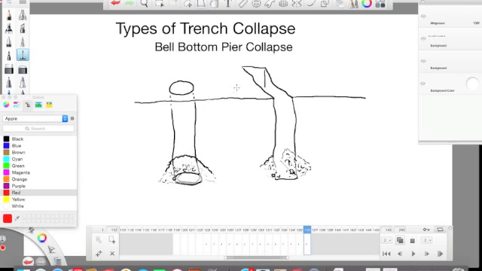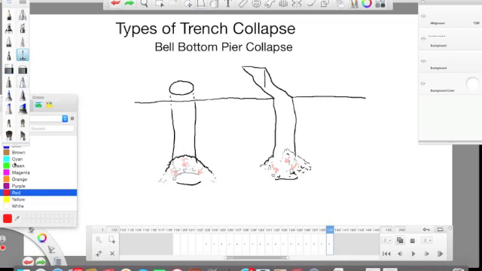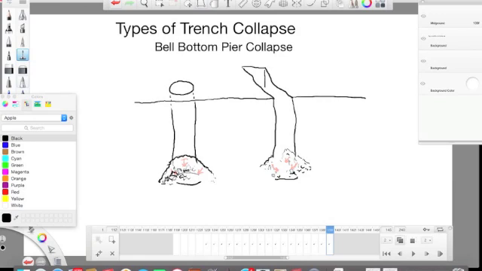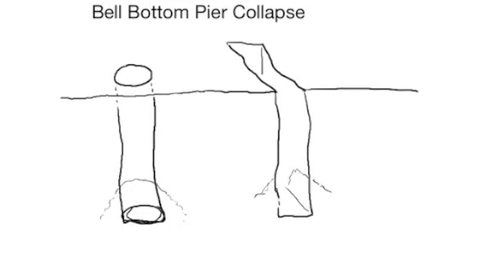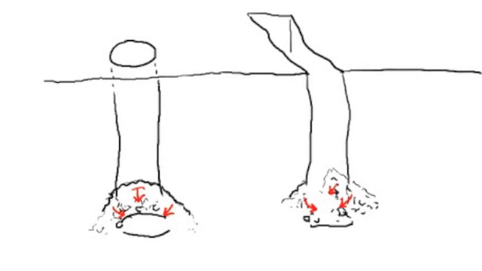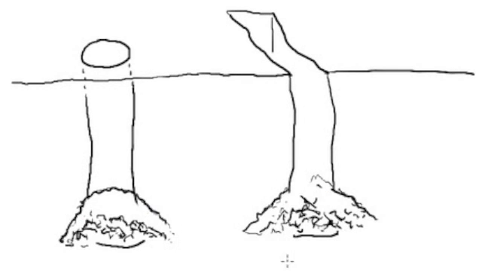Again, add in a high water table or significant rains. If that bottom gives way in a circular manner, or in the case of a trench on both sides, then you have what's called a bell-bottom pier condition. It really leaves no safe place to stand or operate near the trench edge.